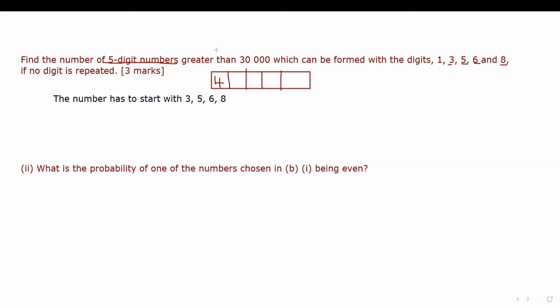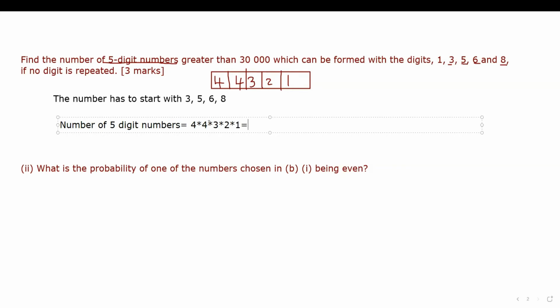Then after we take out one number at the start, you're left with 4 numbers. So any of them can go here, then 3 numbers, then 2 numbers, then 1 number. Because these are all independent of each other, we multiply them across. So the number of 5-digit numbers is 4 times 4 times 3 times 2 times 1.